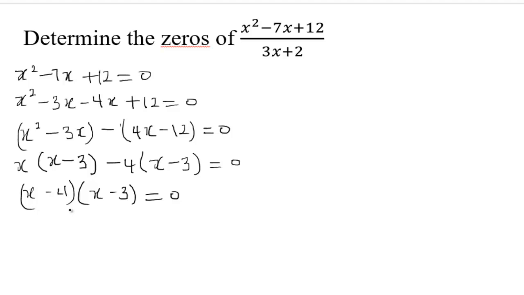So we equate each of them to 0, and then we find x. So we have x minus 4 equal to 0, therefore x is equal to 4, and then x minus 3 equal to 0, x is equal to 3. So what it means is that when you substitute 4 and 3 into the whole expression here, the numerator will be 0, and it will set the whole expression to 0. So that is the zeros of the expression.